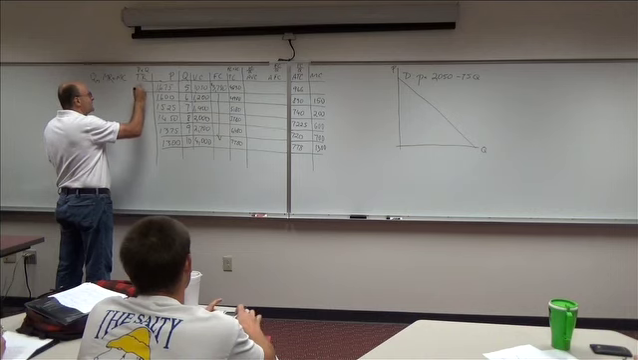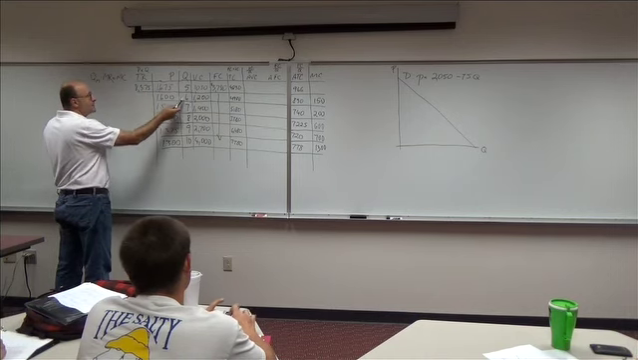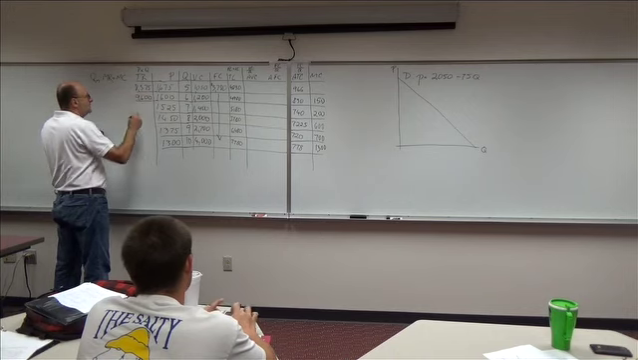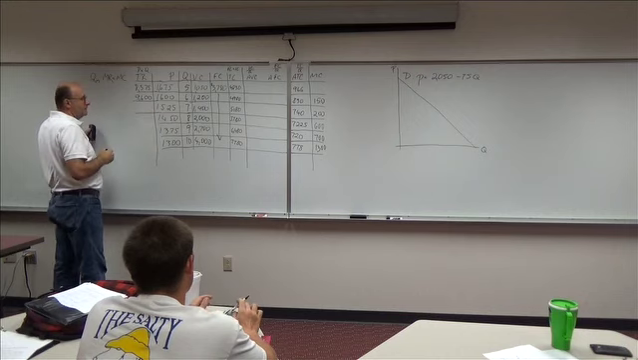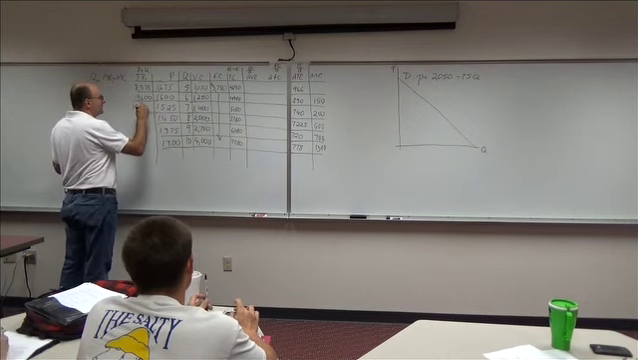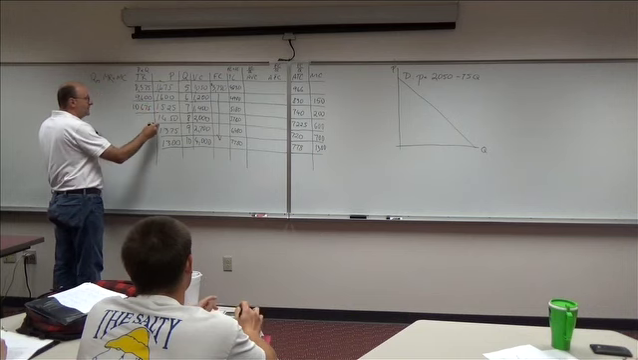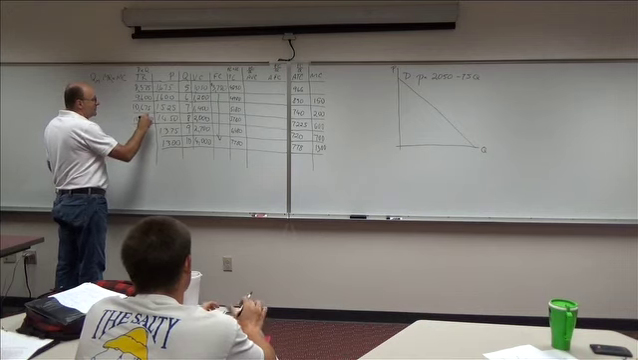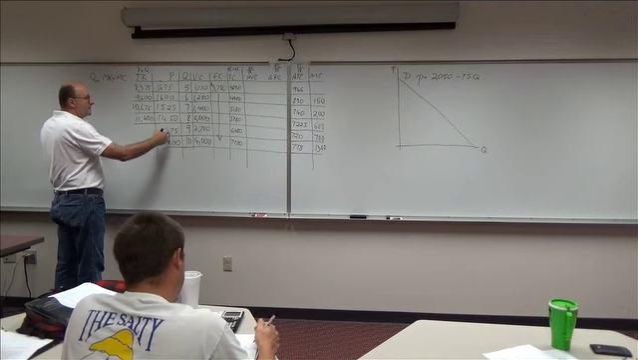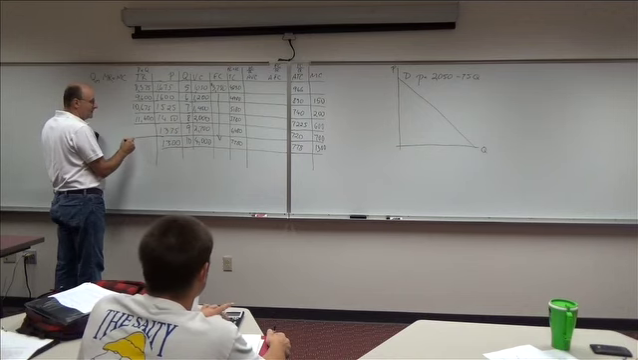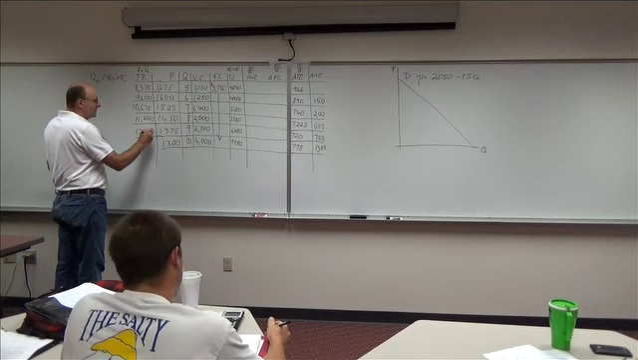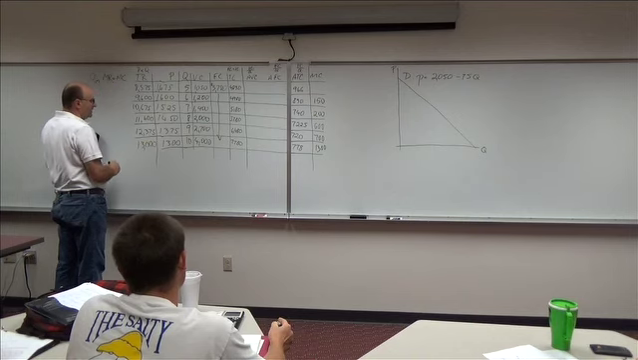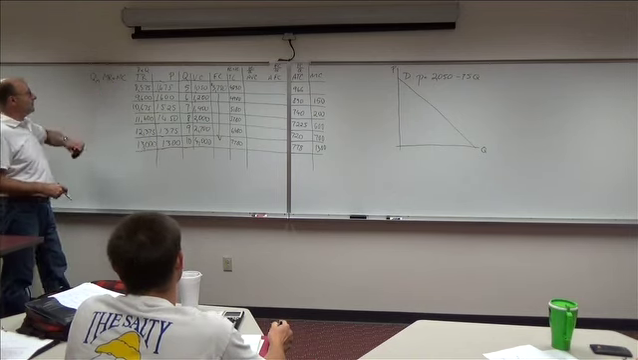8375. 8375. Thank you. 1600 times 6. 9600. 9600. Thank you. 1525 times 7. 10675. 1450 times 8. 11600. 11600, right? 1375 times 9. 12375. And finally, 13,000, right? Yeah. Very good. So we have total revenue.